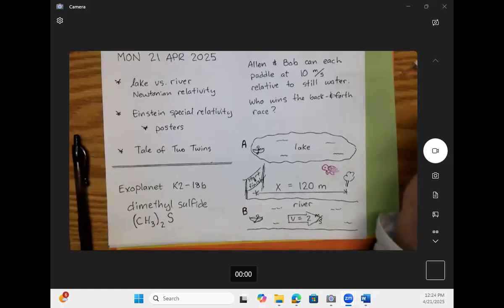Relativity. So I've got some concepts for you guys, some posters, and a couple of video demos. We're going to hit all that today. Now, you guys have some paper out? You got some paper?